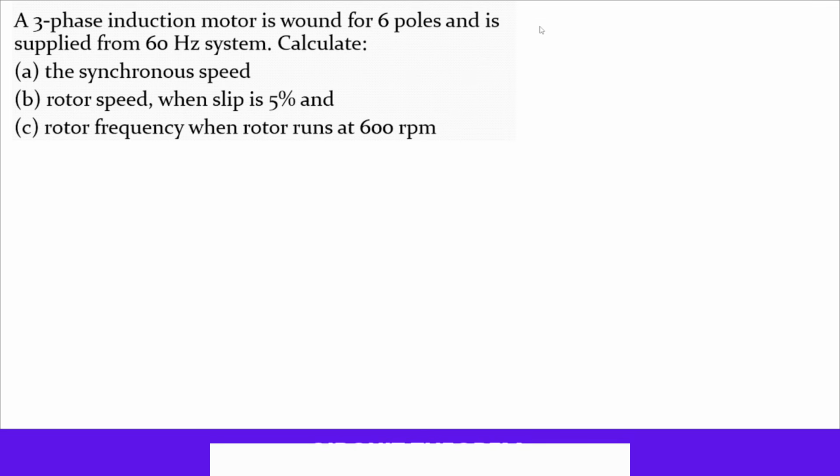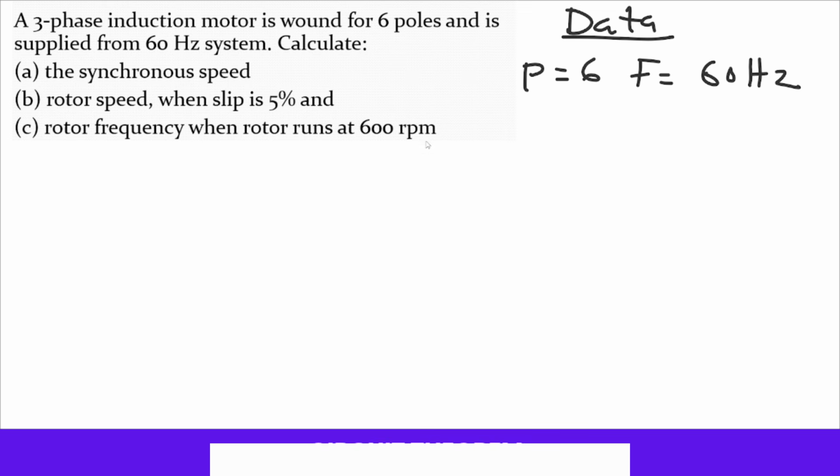So today we are going to solve a question on induction motor. The question says: a three-phase induction motor is wound for 6 poles. So first of all, we need our data. Here the number of poles is equal to 6, applied from a frequency of 60 Hz. Calculate A, the synchronous speed.